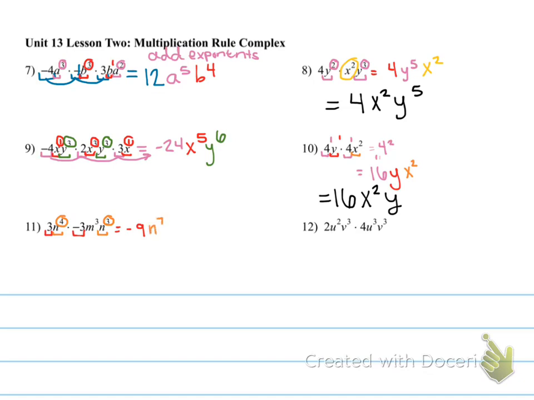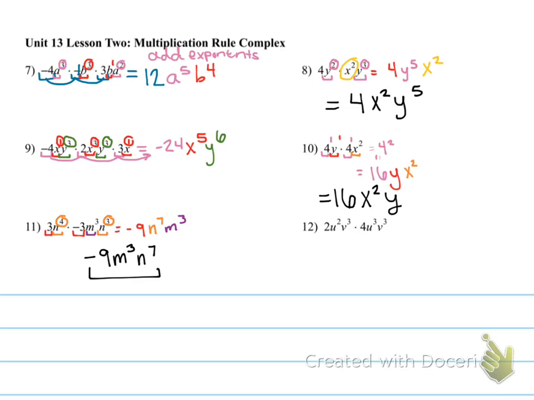And then lastly, we've got an m here. But there's no other m, so just go ahead and bring that m to your answer. And our last step is to put it in order. So negative 9 m cubed, and then n to the 7th. That's our final answer here.